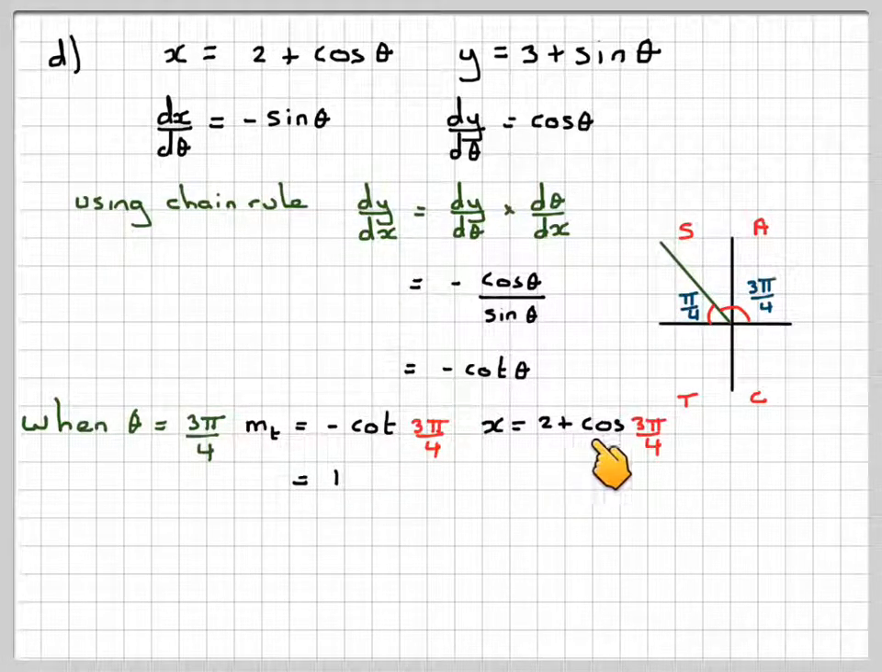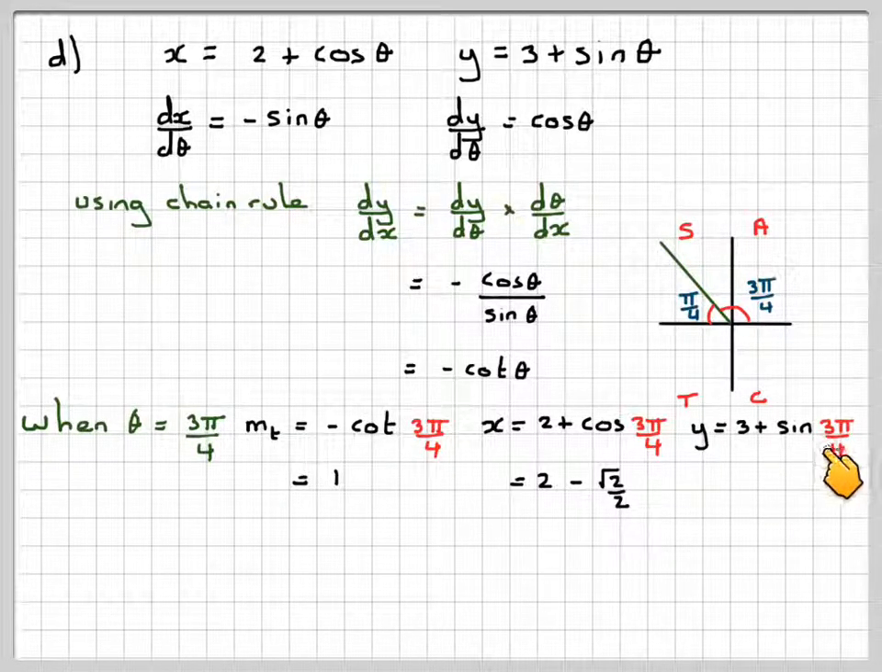x is going to be equal to 2 plus cos 3 pi by 4. So cos of pi by 4 is root 2 over 2, and in this quadrant it's negative, so it's going to be 2 minus root 2 over 2. Okay, and y will be equal to 3 plus sine 3 pi by 4. So the sine of pi by 4, which is root 2 over 2, is positive in that quadrant, so it's going to be 3 plus root 2 over 2.